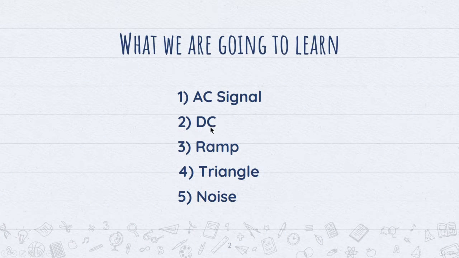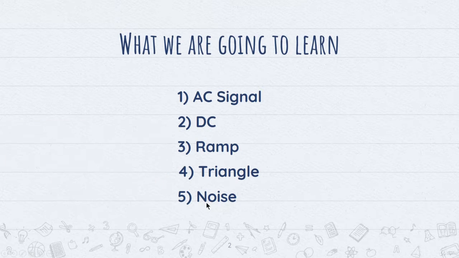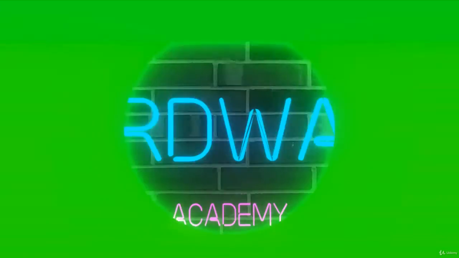After that, we will talk about DC signals and we will see briefly how to convert AC signal to DC. After that, we will look at some interesting type of signals like ramp and triangle. And last but not least, we will talk a little bit about noise, not the type of noise that you hear on the street, but the electrical noise that is causing a lot of headache to engineers. So, let's get started.